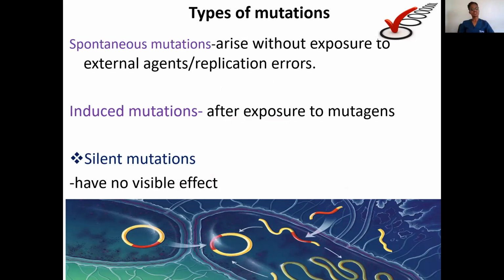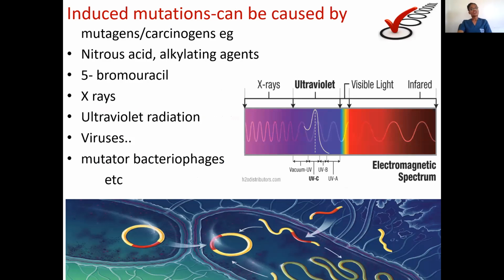We have spontaneous mutations that arise without exposure to external agents or replication errors. And then we have induced mutations that arise after exposure to mutagens. Then we have silent mutations that have no visible effect on the organism. So for the induced mutations, these are caused by mutagens and carcinogens. An example of this being nitrous acid, bromouracil, the X-rays, the ultraviolet radiation, the viruses, and mutator bacteriophages.